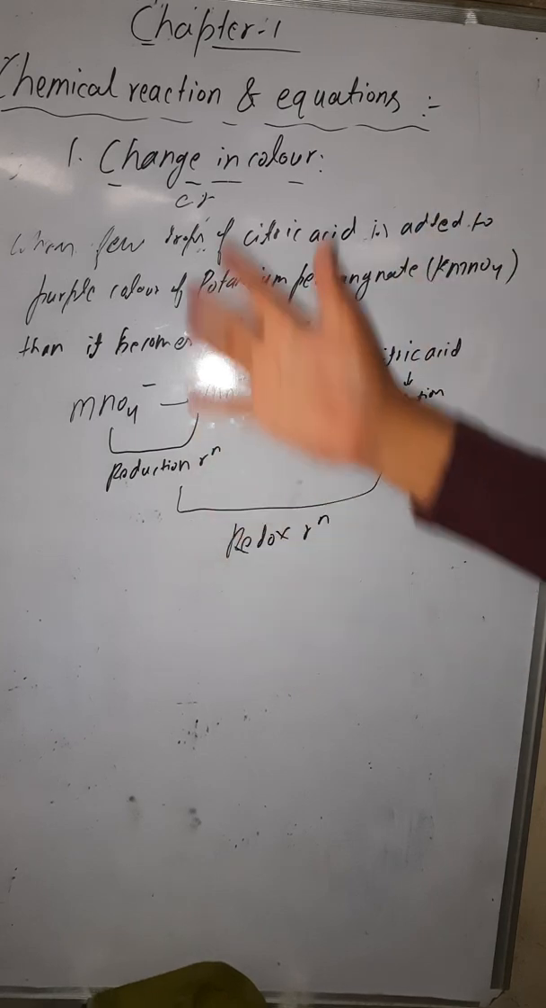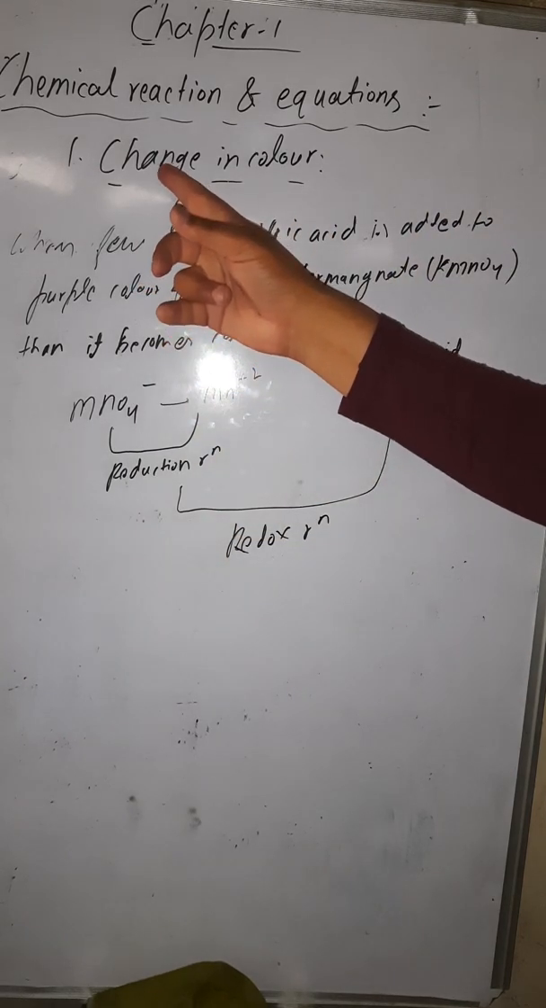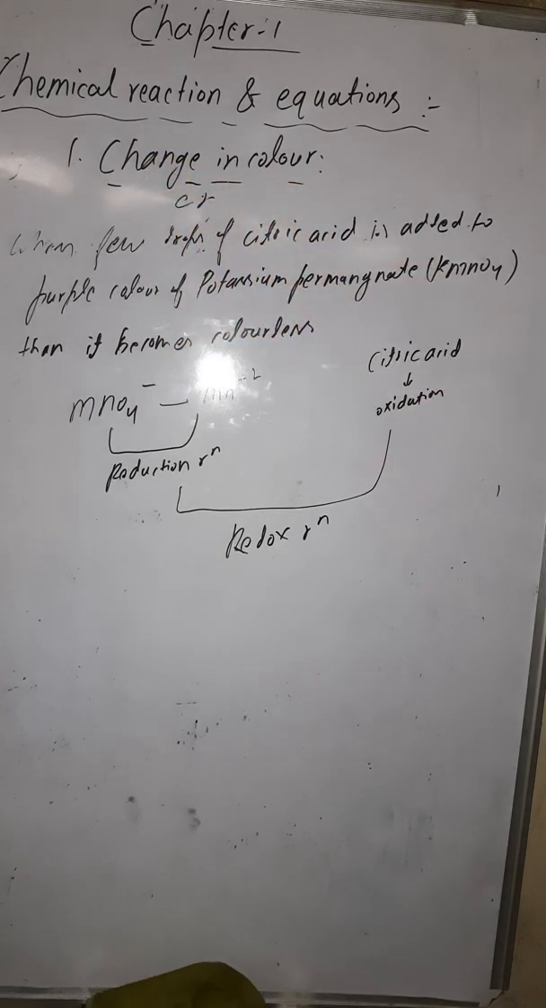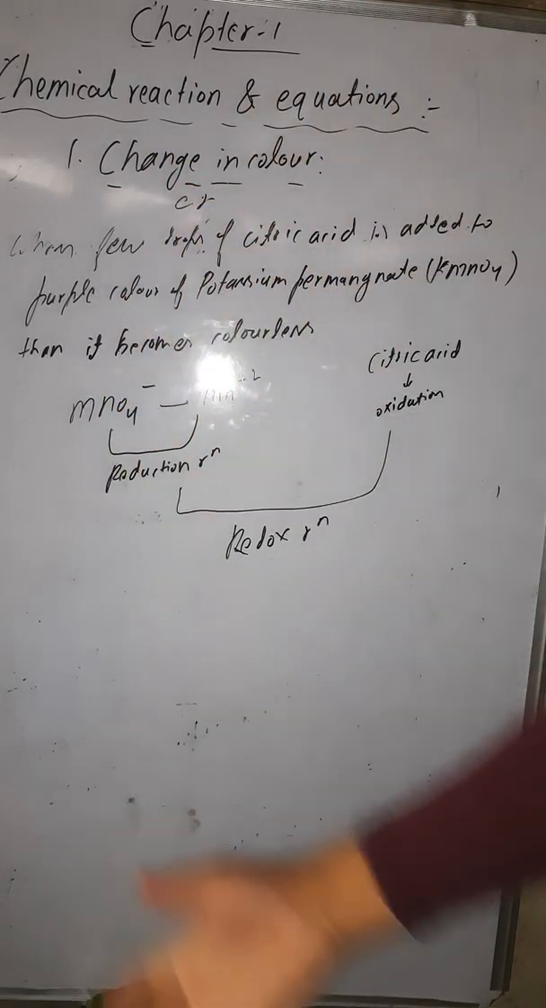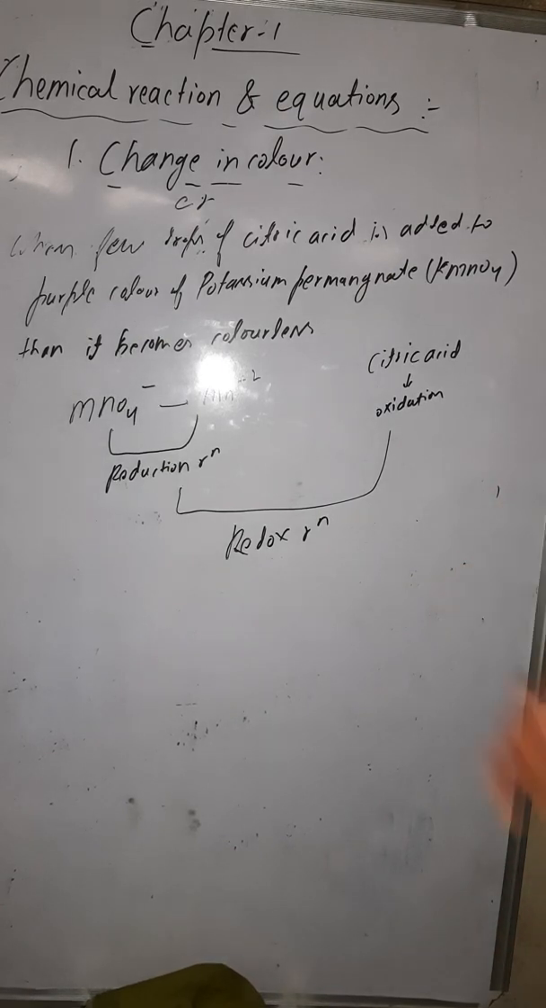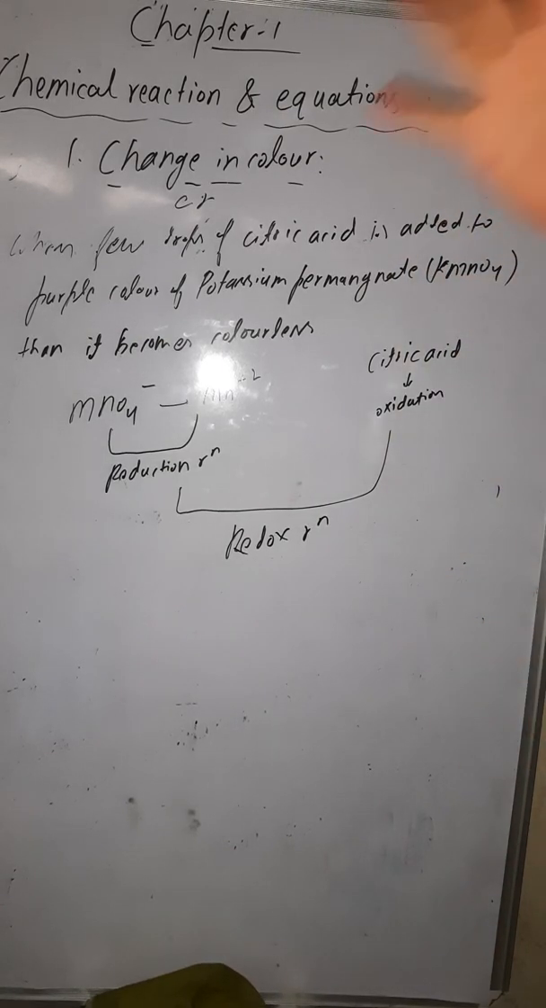So this is again an example of a chemical reaction where a change in color is taking place. The purple color of potassium permanganate changes into colorless. Are you getting this? One more example we will study.